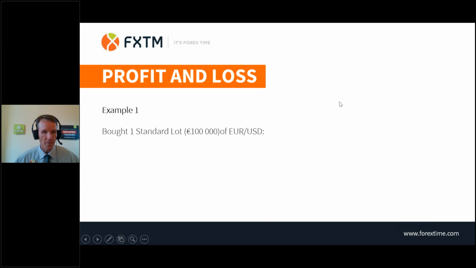Profit and loss. What we're going to look at here is how do you calculate your profit and loss? How does it work? And the idea is to give you guys a framework to start to understand how it works. Right. Let's say, for instance, you bought one standard lot. If you have one standard lot, then you control 100,000 of the base currency. So in this case, the base currency is euro. If you don't know what the base currency and the quote currency is, then we're just going to look at the first part again. I explained that there.